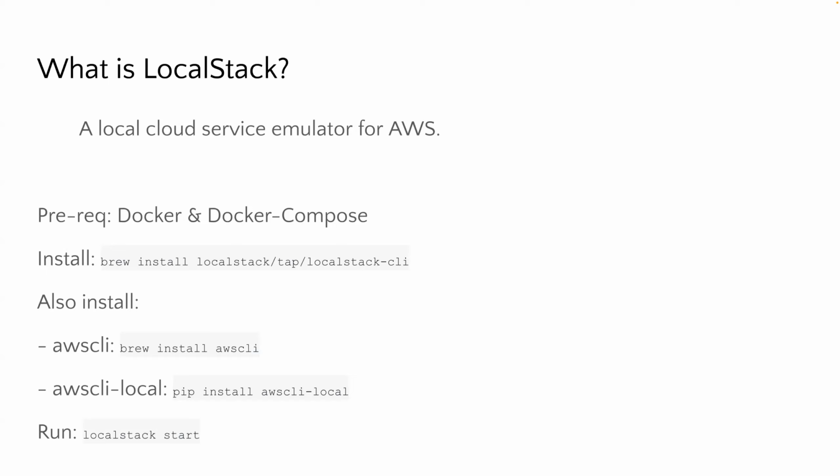So if you want to try that out locally, you basically install the LocalStack CLI with Homebrew. There are other options as well. You can go to their website and check it out. You also need to install the AWS CLI and the AWS CLI local. AWS CLI local is like a wrapper on top of AWS CLI that would talk directly to the LocalStack localhost endpoint. And to run, you just do a localstack start.